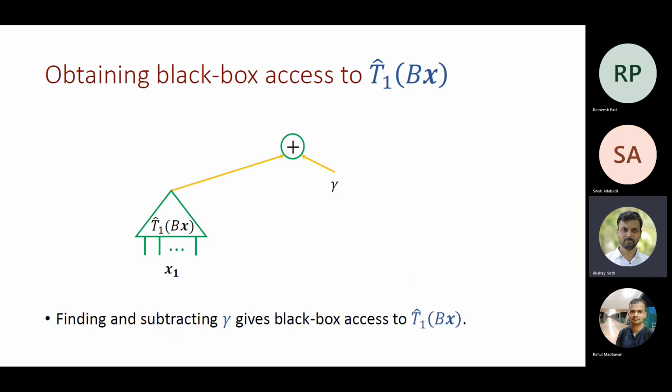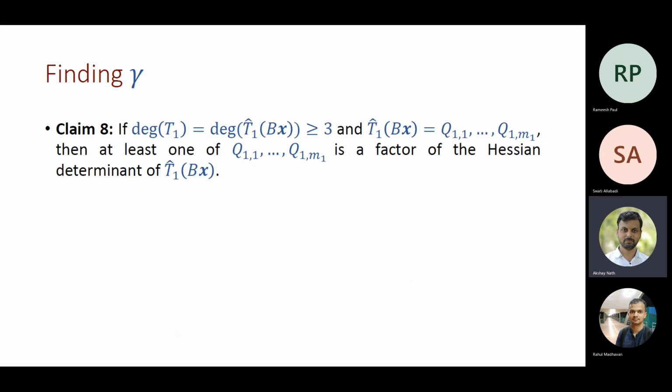We want black box access to the first term. All we need to do is somehow find gamma and subtract it. So now let's see how we find gamma. What we show is the following. Let us suppose that the degree of t1, which is the same as the degree of t hat 1 Bx, because t1 was the term of C corresponding to t hat 1 Bx, is at least 3. Then if t hat 1 Bx factorizes as q11 to q1m1, at least one of these factors is also a factor of the Hessian determinant of t hat 1 Bx.